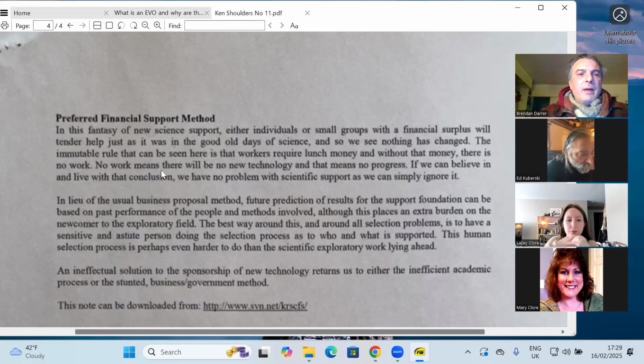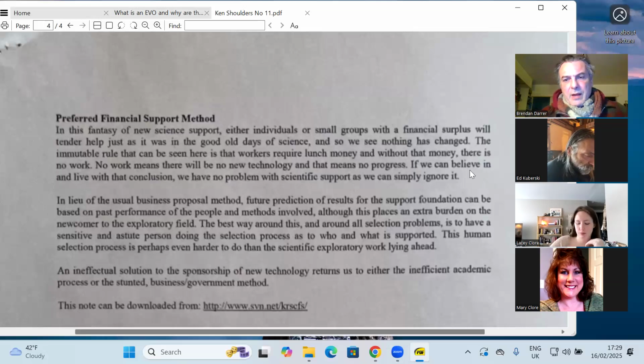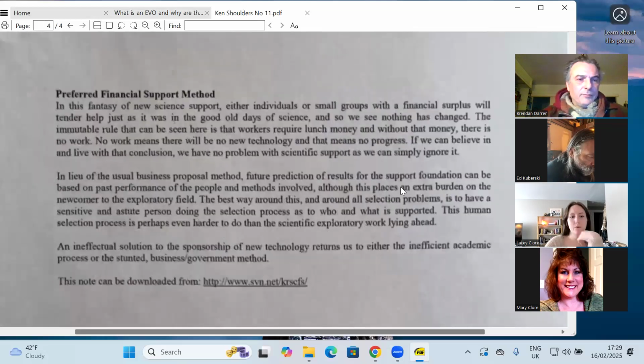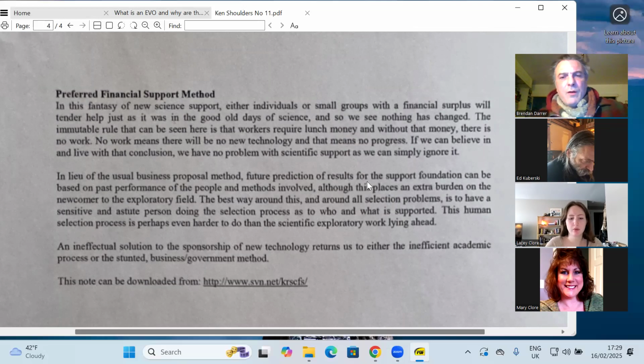No work means there will be no new technology. That means no progress. If we can believe in that and live with that conclusion, we have no problem with scientific support, as we can simply ignore it. In lieu of the usual business proposal method, future prediction of results for the support foundation can be based on past performance of the people and methods involved.